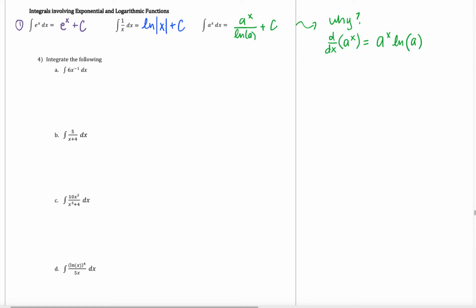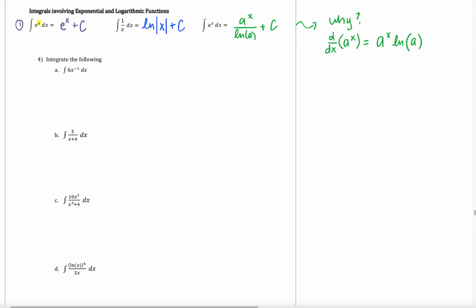Now how u-substitution will come into play for this will be if we don't just have an x up there in our exponent. If we have anything else up there in our exponent, we are going to have to do a u-substitution, and our u will be our exponent in this case.